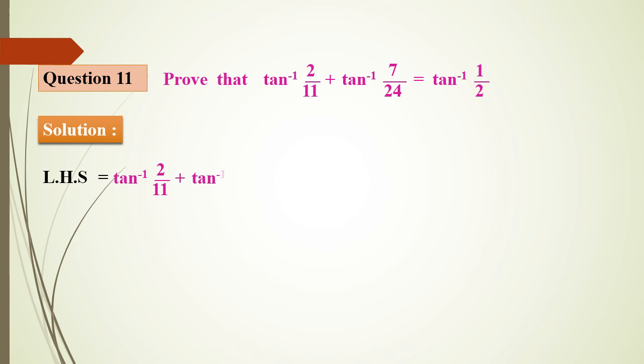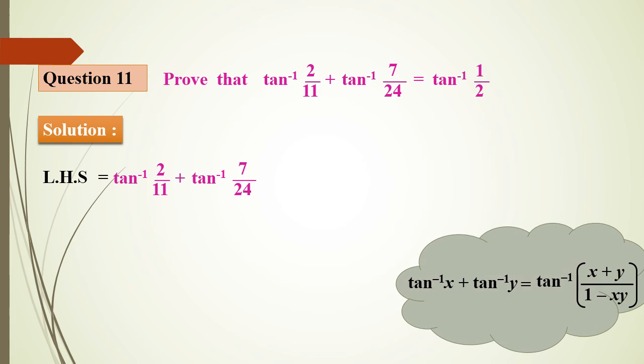Now consider the LHS. Next, apply the property tan inverse x plus tan inverse y equals tan inverse of (x plus y) divided by (1 minus xy). Here x is 2 by 11, and y is 7 divided by 24. In this property, wherever x and y are there, after simplifying, you will get the result required on the right hand side.